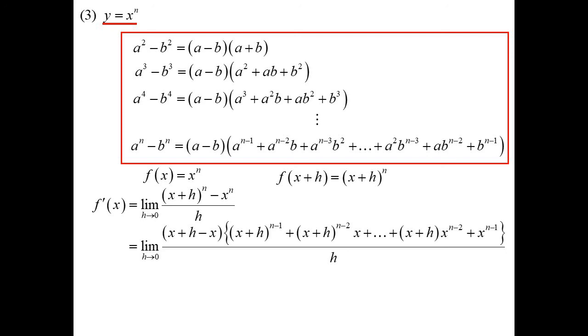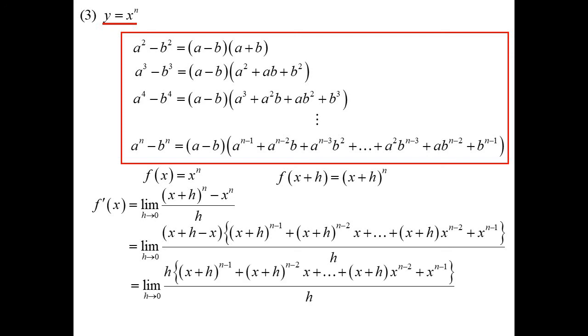Then the powers of x plus h will go down by 1. The powers of x will go up by 1. Now what's nice about that? X plus h minus x leaves us with just h, which will cancel with the bottom of the fraction. So now we're saying the limit as h approaches 0 of (x plus h) to the power of n minus 1 plus (x plus h) to the power of n minus 2 times x, and so on. Sub in 0 for all of those h's, I get x to the power of n minus 1 plus x to the power of n minus 1 plus x to the power of n minus 1. Every one of those terms becomes x to the power of n minus 1.